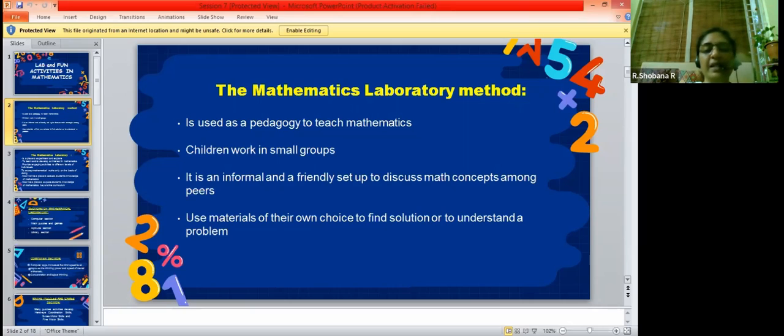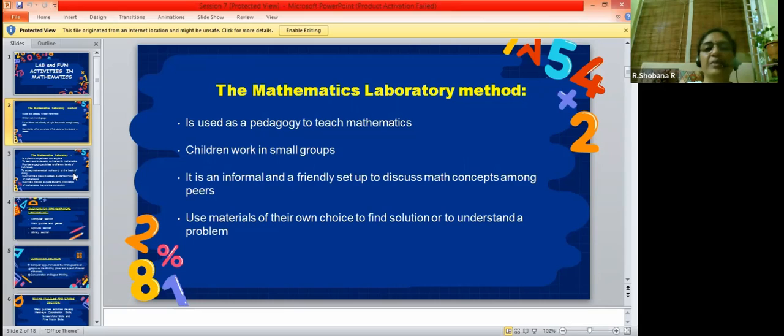And use of materials of their own choice to find a solution or to understand a problem. So they handle materials, as we say, manipulatives, to understand the abstract concept.